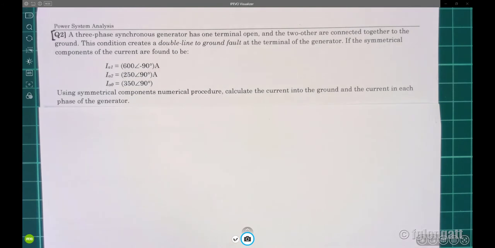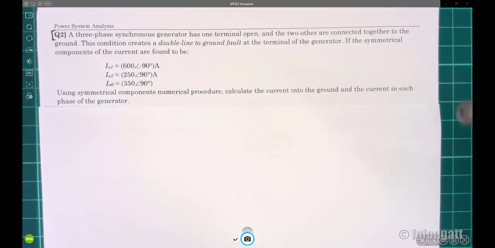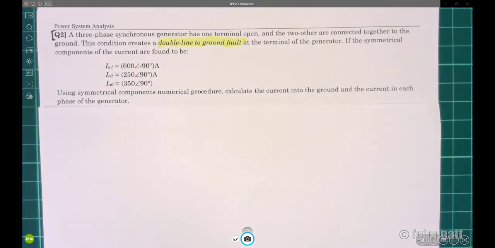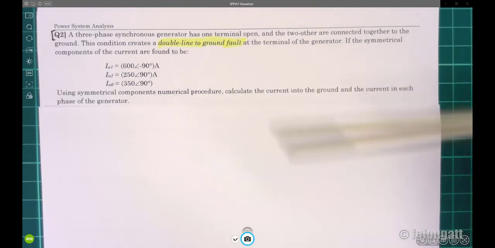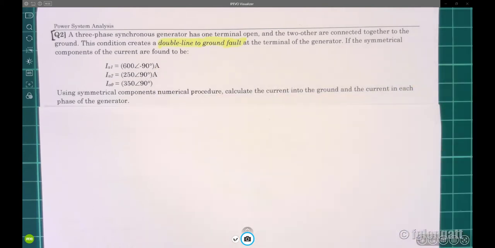Let's see what we have here. We have a very basic problem. A three-phase synchronous generator has one terminal open and the two others connected together to the ground. This condition creates a double line to ground fault. This is an asymmetrical fault. The symmetrical components are: positive sequence 600 amps, negative sequence 250, and finally zero sequence 350.